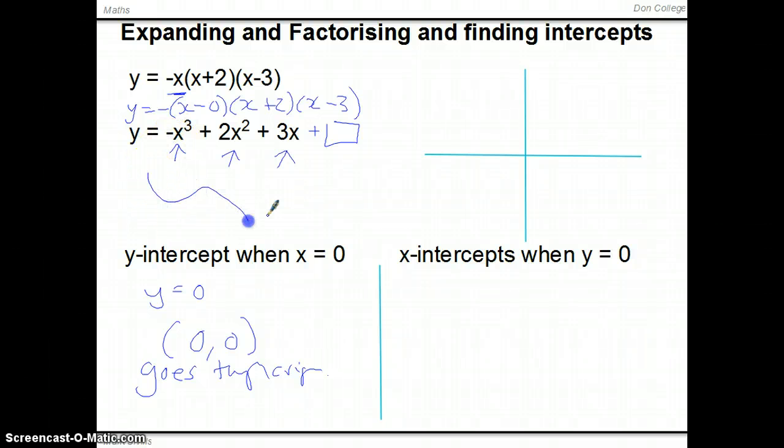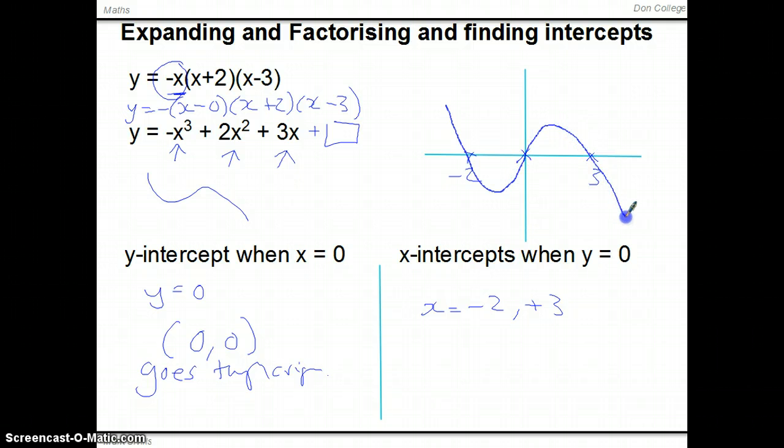This is a negative cubic, so we know it's going to be like that. We know it's going to go through there. So we've actually already found one of our x-intercepts, which is this one. So this one is telling you that it's going to go through 0, which is what this bracket tells us. And we also know we've got x plus 2 and x minus 3 giving us x equals negative 2 and positive 3. So it's going to go through here, negative 2 and positive 3 down here. This is a negative cubic, so it's going to come down like this, up like that, and down like that.